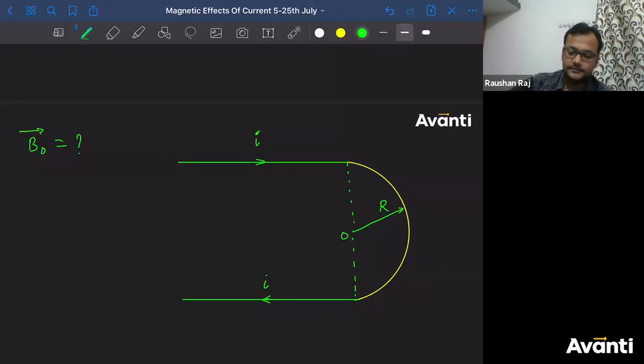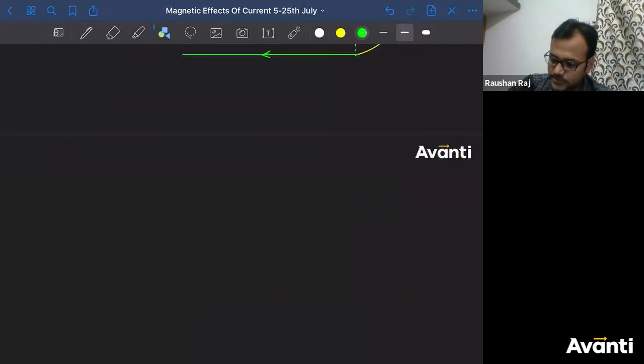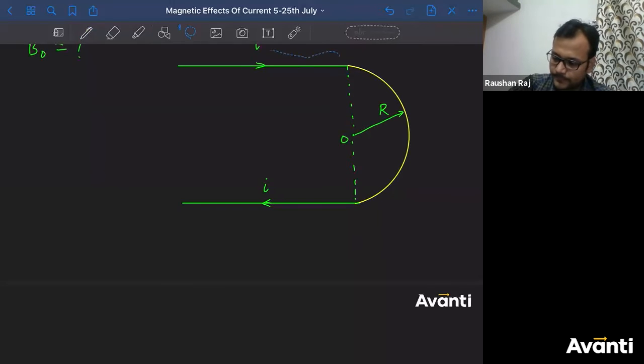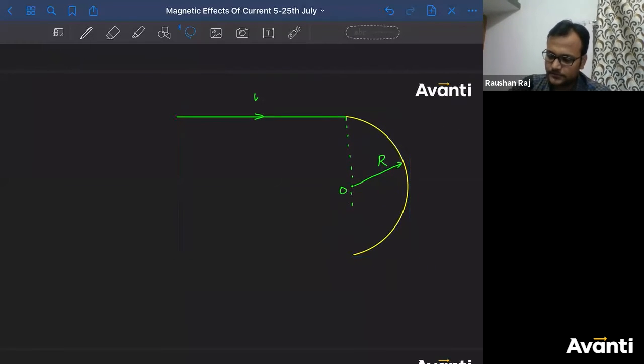Guys, have you drawn this diagram? I'm considering you have drawn this diagram. Let me ask you one more question here. Copy and then paste, and now this is the current.